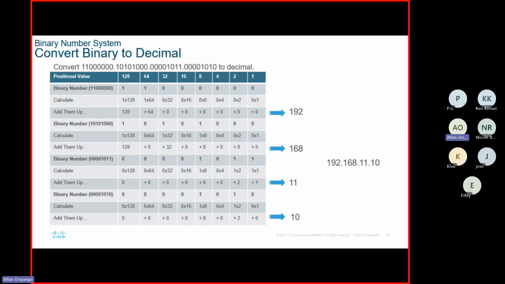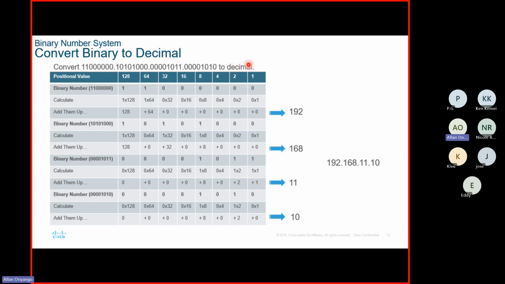In converting from binary to decimal, to start us off, let me just get a pointer here. This is the binary that we want to convert. You can see it here. It's 11000000 dot 10101000 dot 00000011 dot 00011010. We want to convert this binary to decimal. So easy. I want you to just first look how we do it because it's not hard.